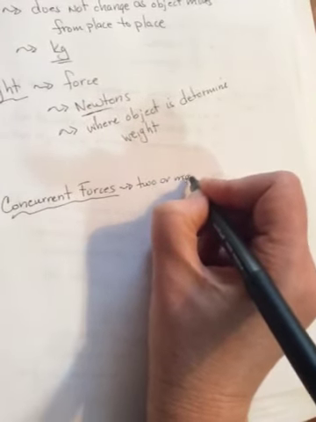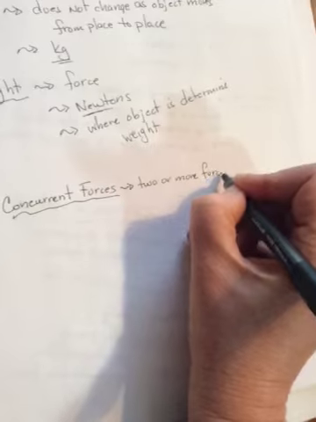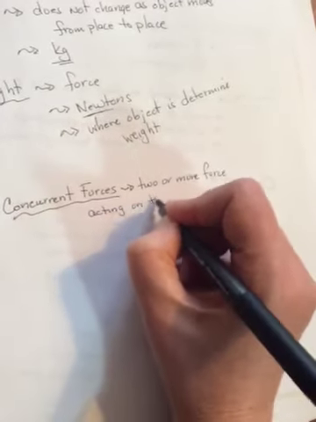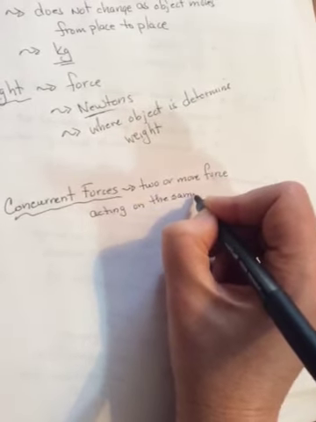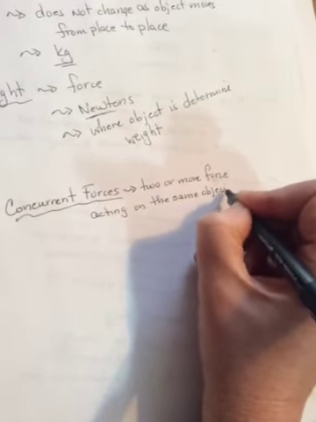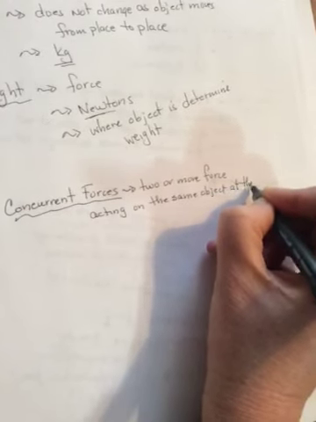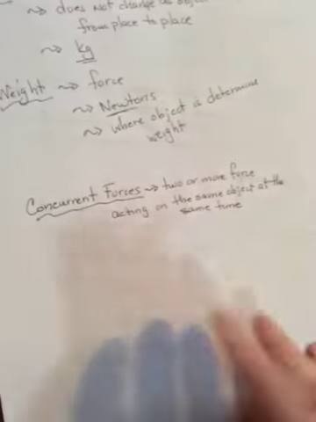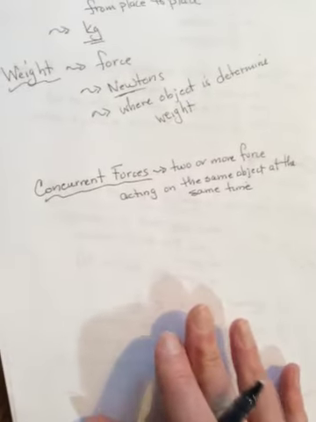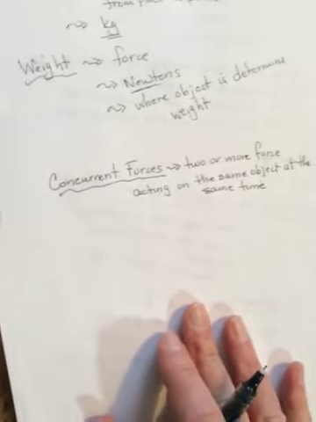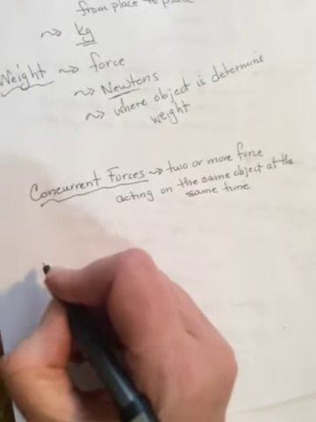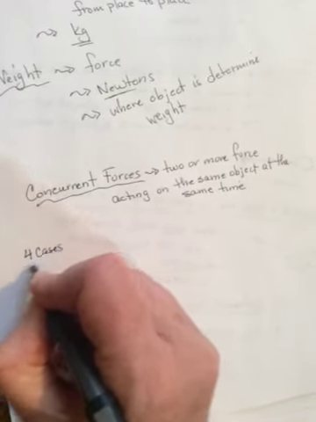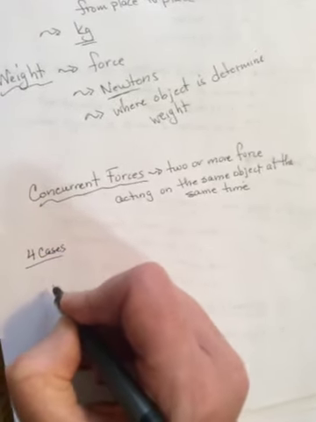Two or more forces acting on the same object at the same time. Okay, so they're concurrent. And when two or more forces act on the same object at the same time, we have to add them together. Remember, forces are vectors, and we had 4 cases of adding vectors that we did way back at the beginning of the course.